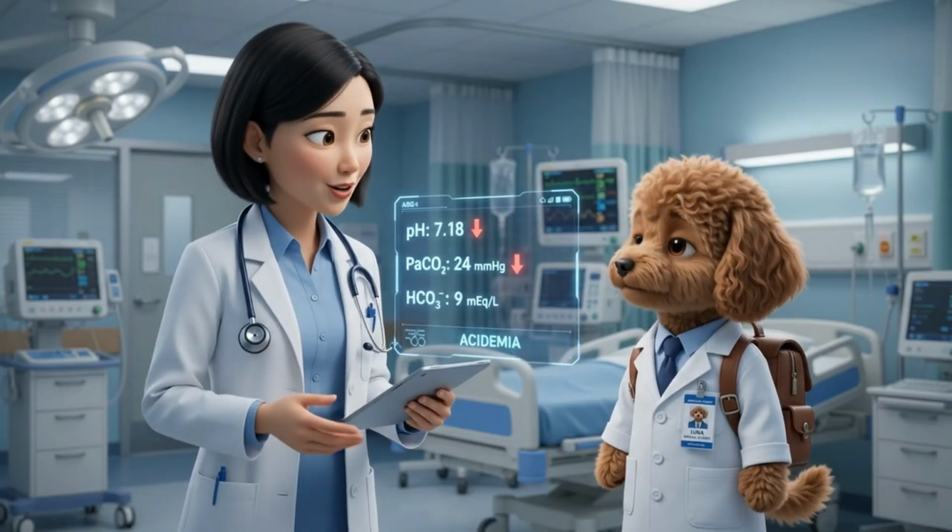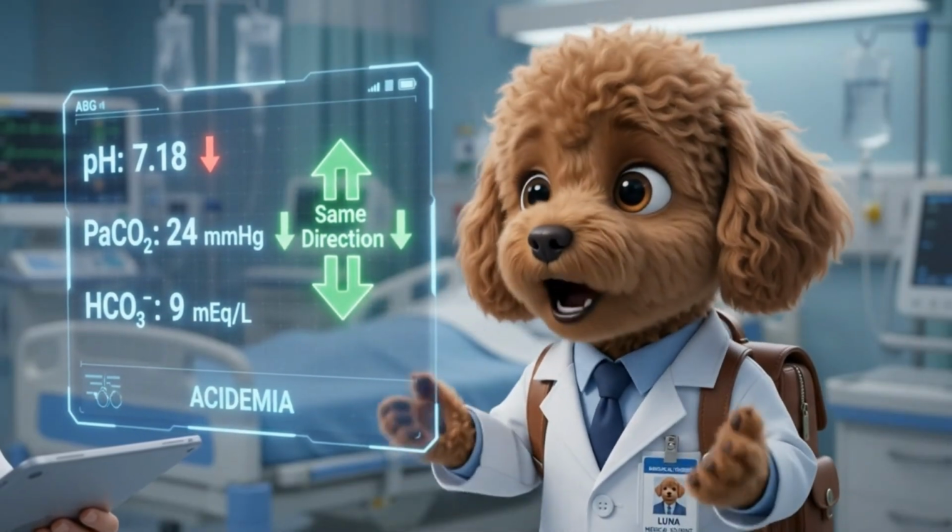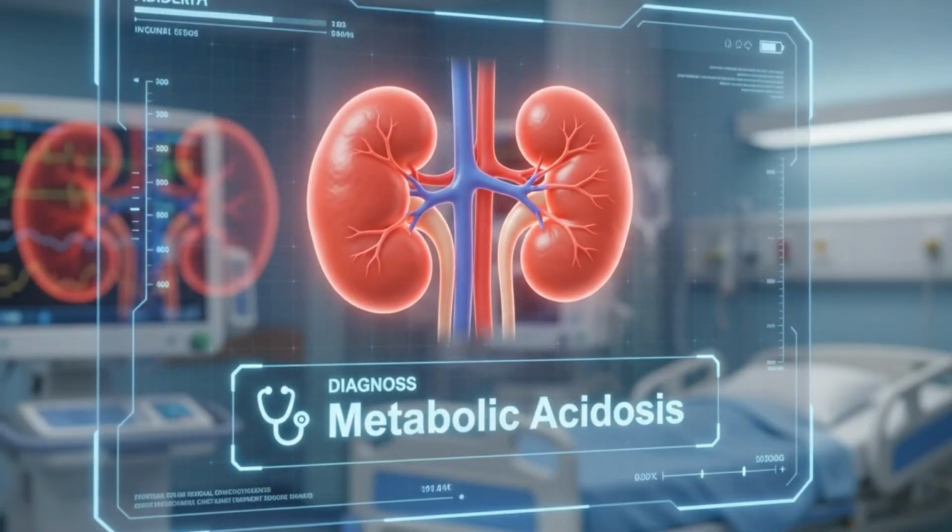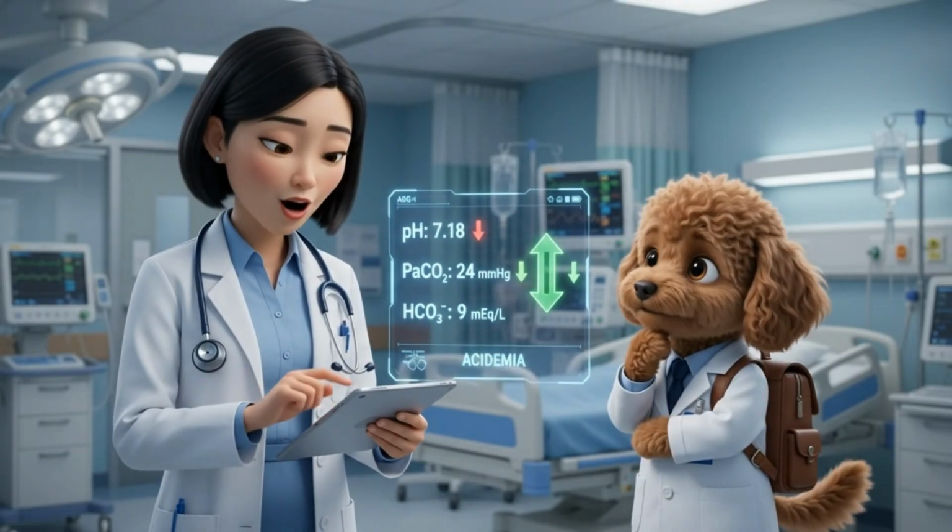Luna, what do these arrows tell you? The patient has acidemia. The pH and carbon dioxide move in the same direction, so this is a primary metabolic disorder. Excellent. Now let's figure out why the carbon dioxide is low.